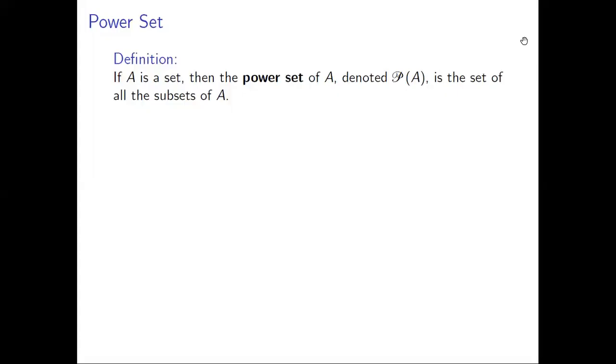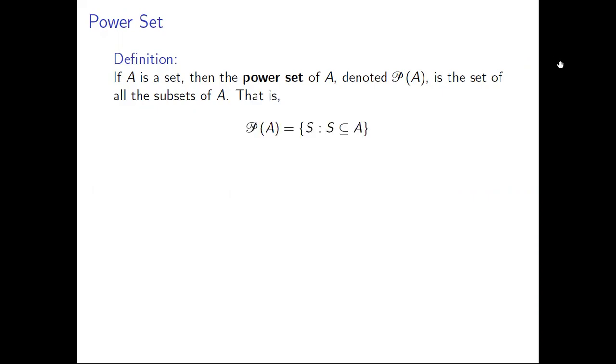All right, so now that we know what a subset is, and we know how to find all the subsets of a given set, we can talk about power sets. So, definition: if A is a set, then the power set of A, which is denoted like this, is the set of all the subsets of A. So the power set is itself a set, and its elements are the subsets of A.